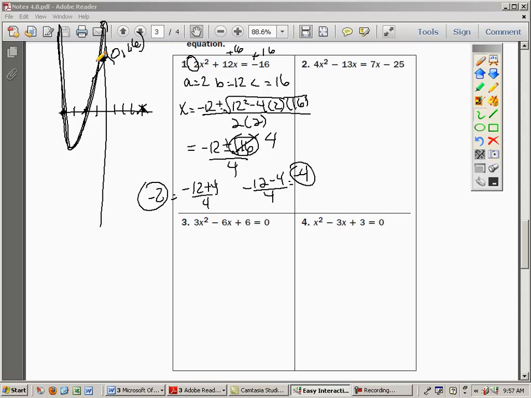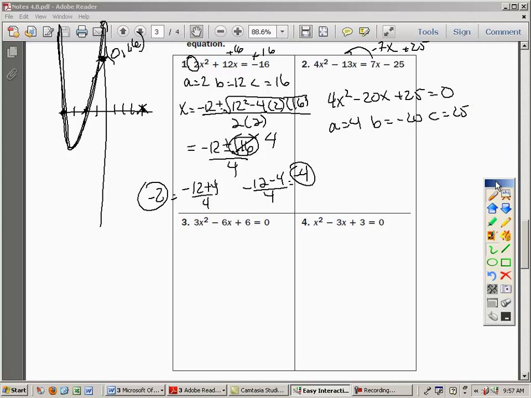For number 2, you have to do a lot of work here to get this over here, so we're going to subtract 7x, and we're going to add 25. This becomes 4x squared minus 20x plus 25 is equal to 0. So a is 4, b is negative 20, and c is 25.